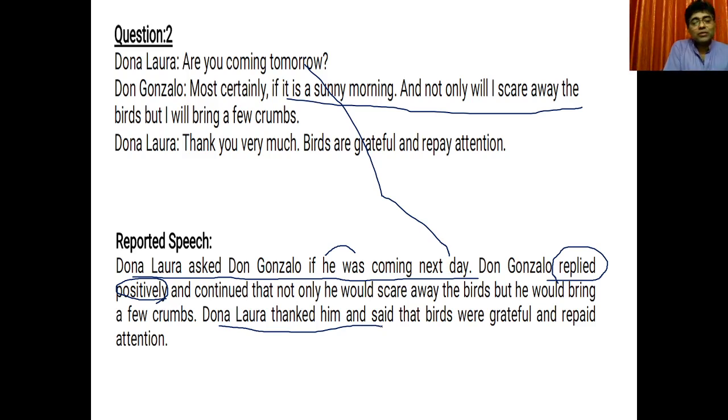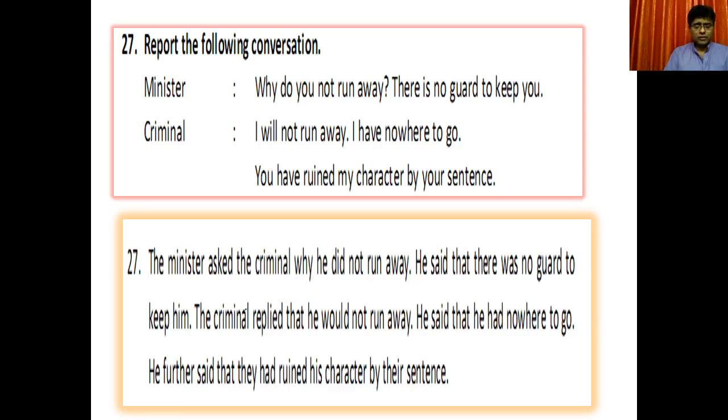Hence you put the sense of it. What is that? Laura thanked him, and said that birds were grateful and repaid attention. Birds were grateful. Maybe you could have written birds are grateful and repay attention. Why? This is a statement, a universal statement. Usually birds are grateful and they repay attention, but you can change it into past tense as well. No worry.